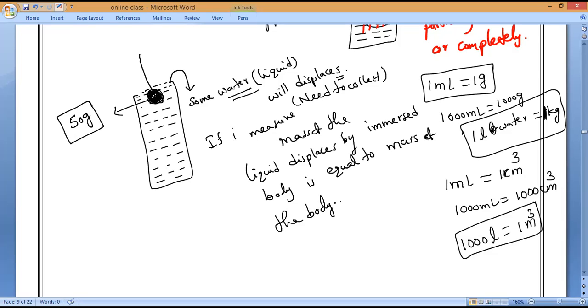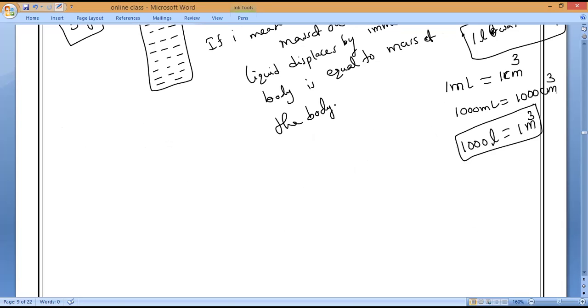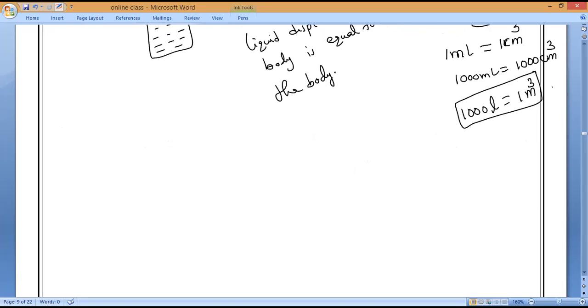Sir, he wrote 1000 liters is equal to 1 cubic meter. Is it not right? Not 1 liter, 1000 liter. Do you want me to prove it? I will prove it. You all know 1000 ml is equal to 1000 cubic centimeter. Is it right or wrong? Yes, sir. Now, basically, how many liters for 1 cubic meter, I will teach you.